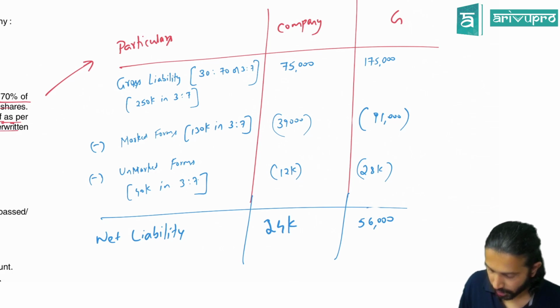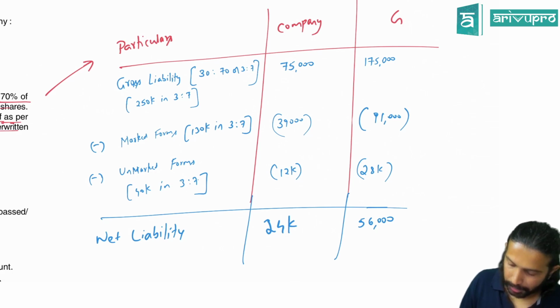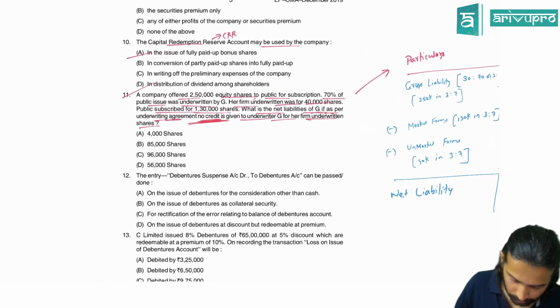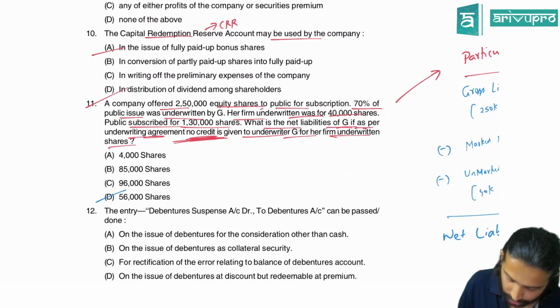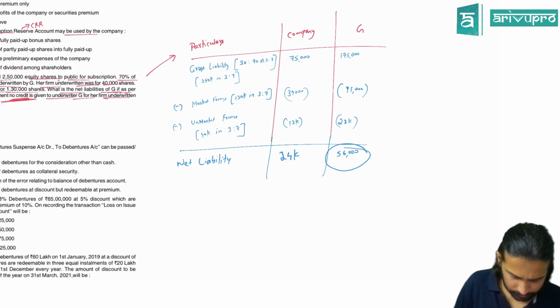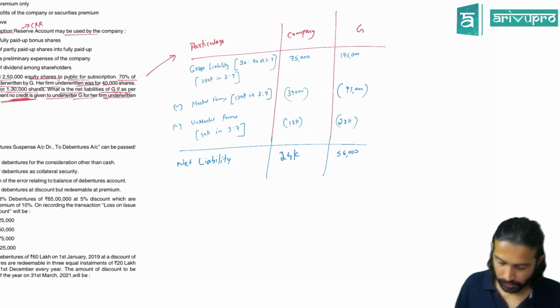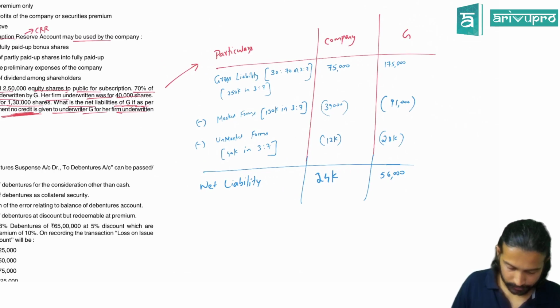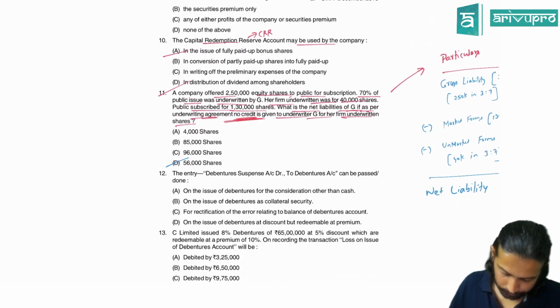Done. So that's what they asked. What is the net liability of underwriter? So it will be 56,000 shares for underwriter. Done. This is your net liability. These questions we have done.